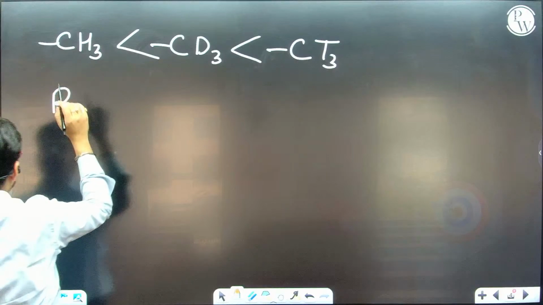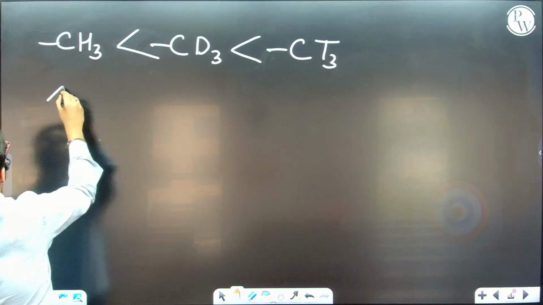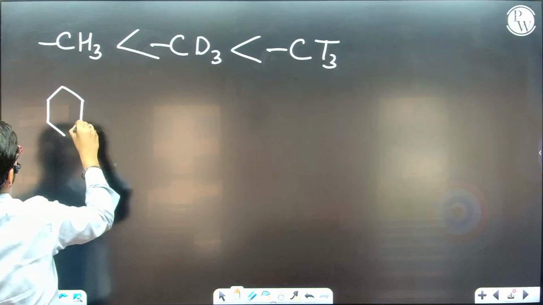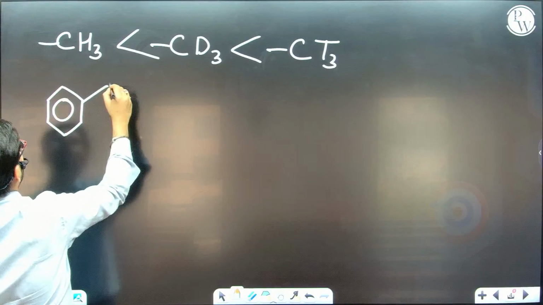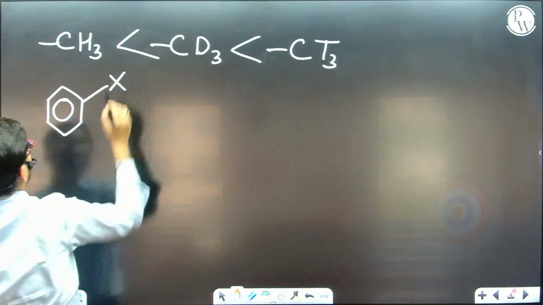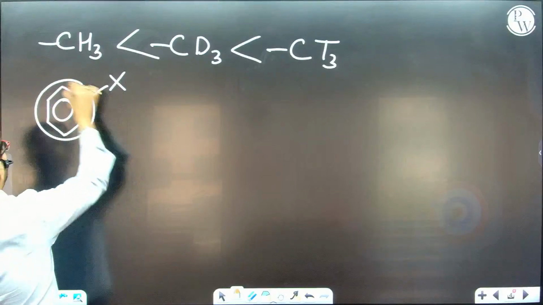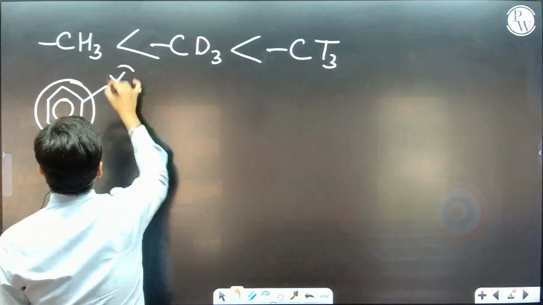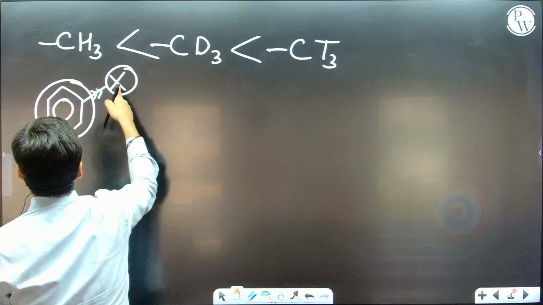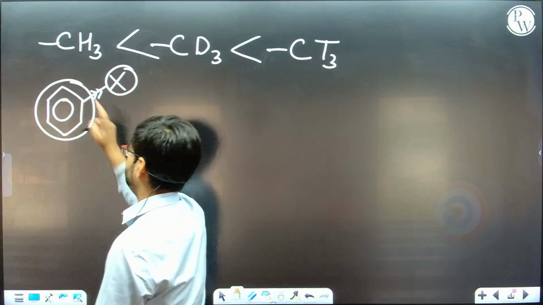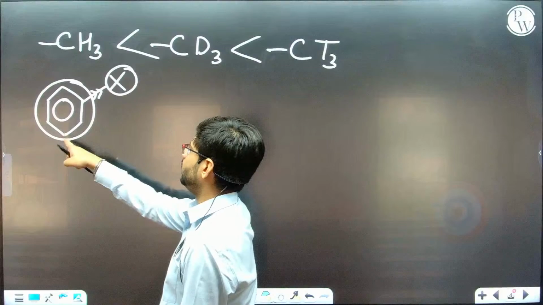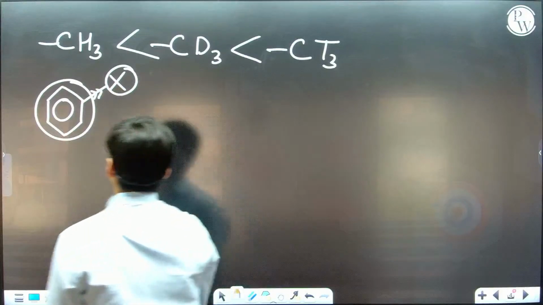Now, another thing is, let's say I have this species. This is a phenyl ring, and here I have X. So again I will say here the phenyl group is showing plus I effect and this is showing minus I effect because again X is more electronegative than the carbon atom here. So phenyl ring is showing plus I, X is showing minus I.